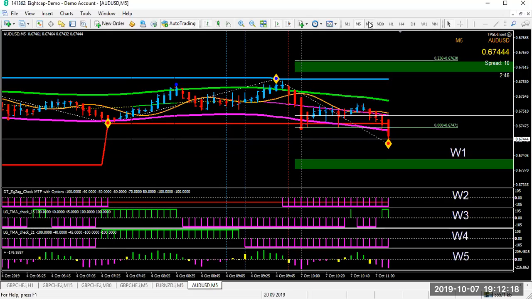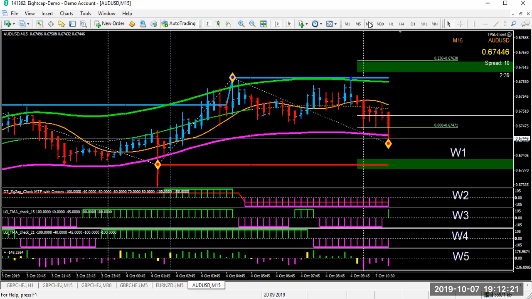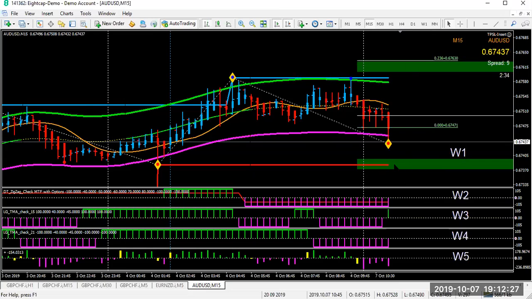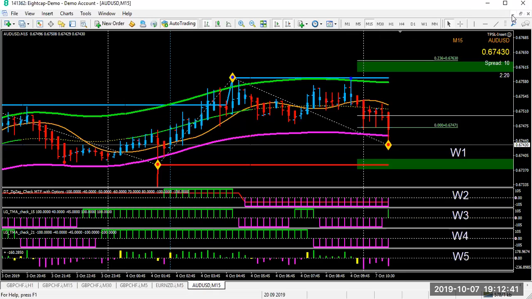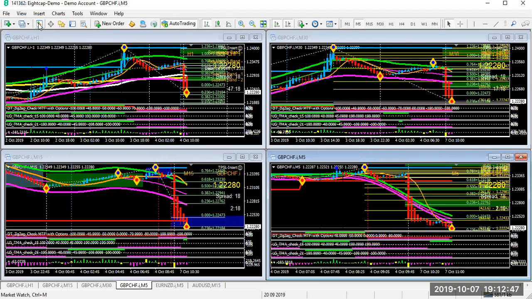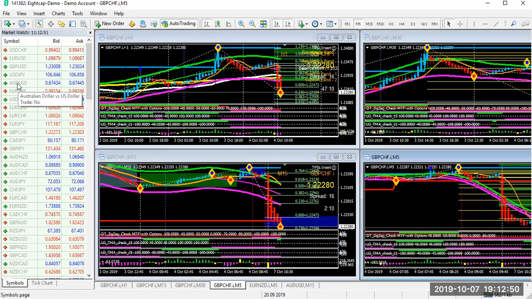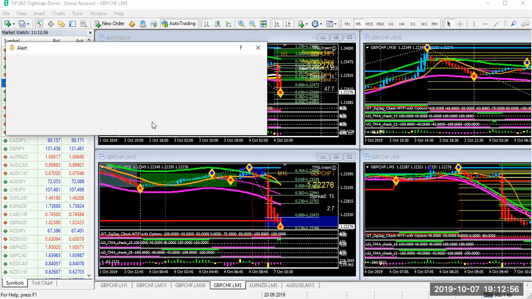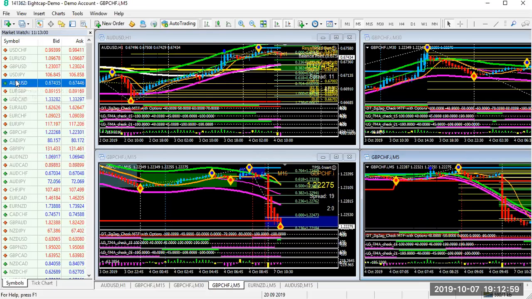So perhaps I should have made this all multi-chart. Over here we can see in the 15-minute the first support band. We've also got the channel line. I think what I'm going to do is just put a multi-screen chart on it, Aussie US, so we can just view it properly.